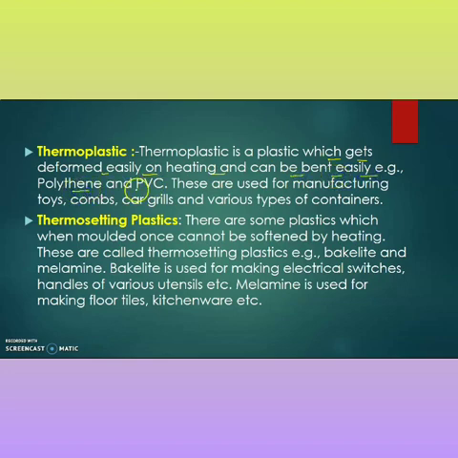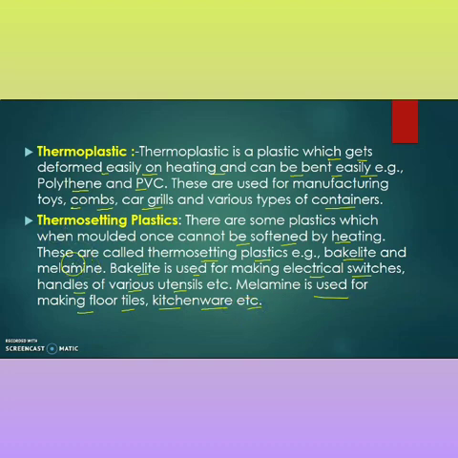Examples are polythene and PVC. They are used for manufacturing toys, combs, car grills and various types of containers. Thermosetting plastics are plastics which, when molded once, cannot be softened by heating. They are called thermosetting plastics. Examples are bakelite and melamine. Bakelite is used for making electrical switches, handles of various utensils, etc. Melamine is used for making floor tiles, kitchenware, etc.